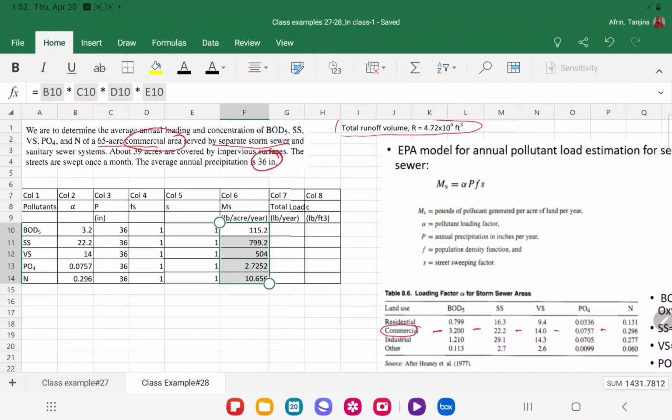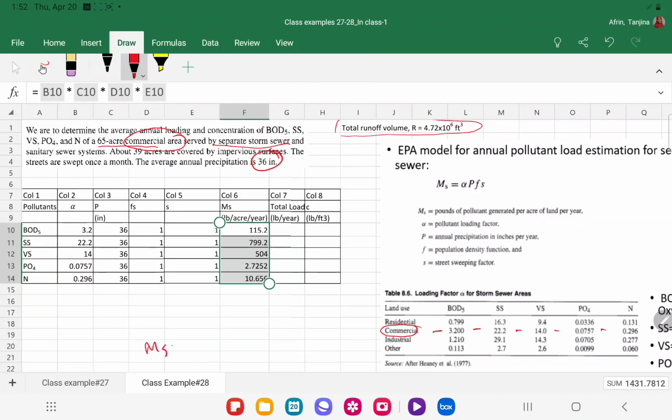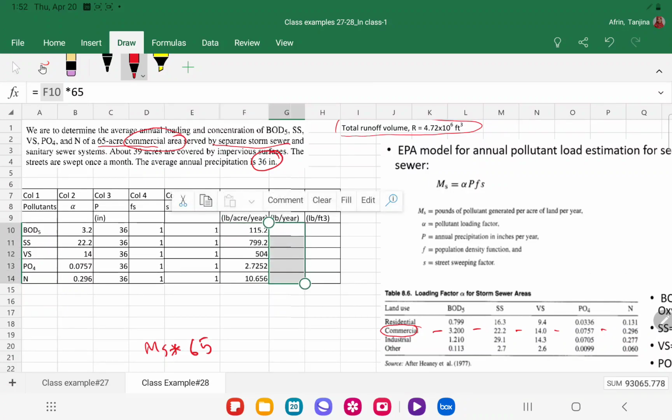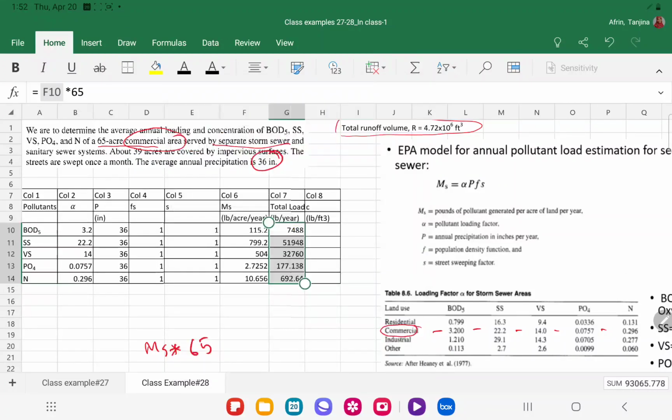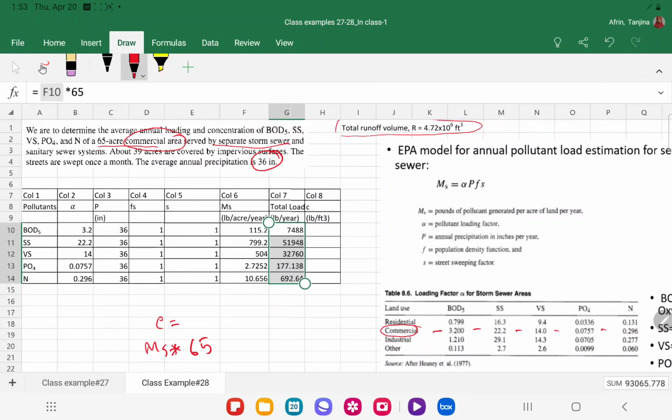Now how can we find out the total loading? Basically this one will be Ms multiplied with 65. That one will be the total loading. That's what we got for pound per year. Now how can we find out what the concentration is? The C is actually total load over runoff. That's when you can find lb over feet cube.